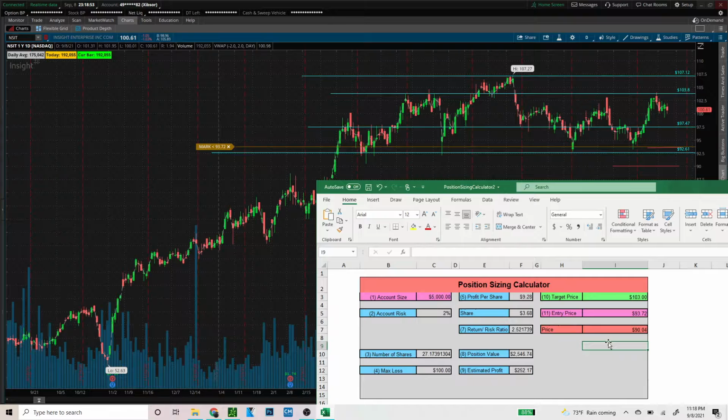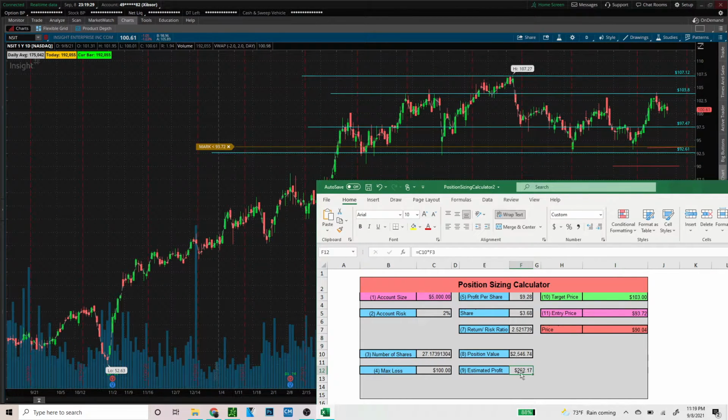So after we type all this information in, voila, the calculator gives us all the information we need. It gives us our risk to reward ratio, which I spoke to you about earlier. It says the risk to reward ratio is 2.5, which is good. It's exactly what we need. We need a risk to reward ratio of 2 or greater. The shares that we're going to buy, this is the risk on the shares, and this is the estimated profit.